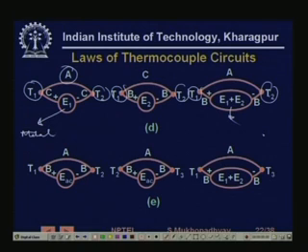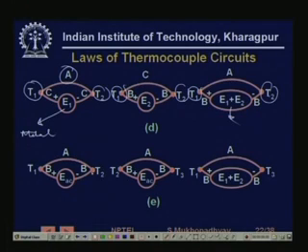Similarly, superposition holds here with respect to temperature also. So between the same two metals, if you have T1 T2 junction temperatures, you get the first one. If you have T2 T3, you get the second one. Actually, this should have been E1 and this should have been E2.